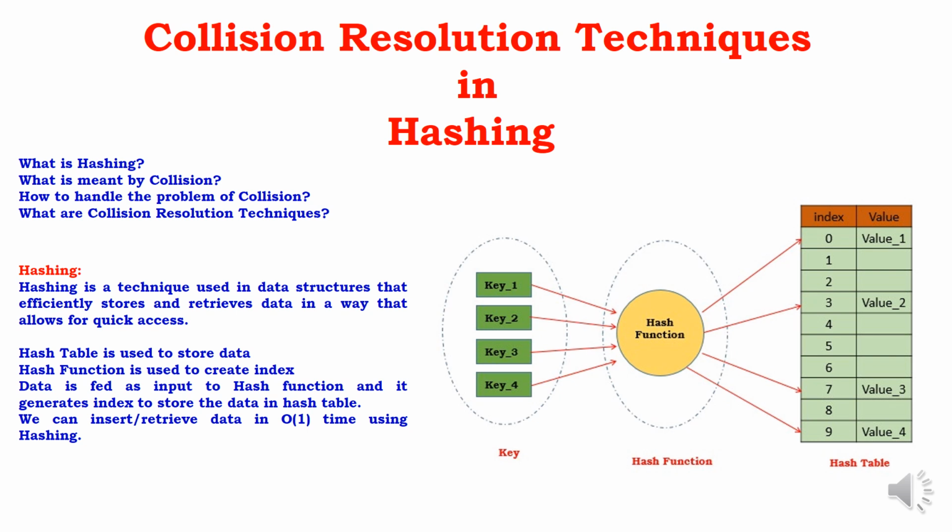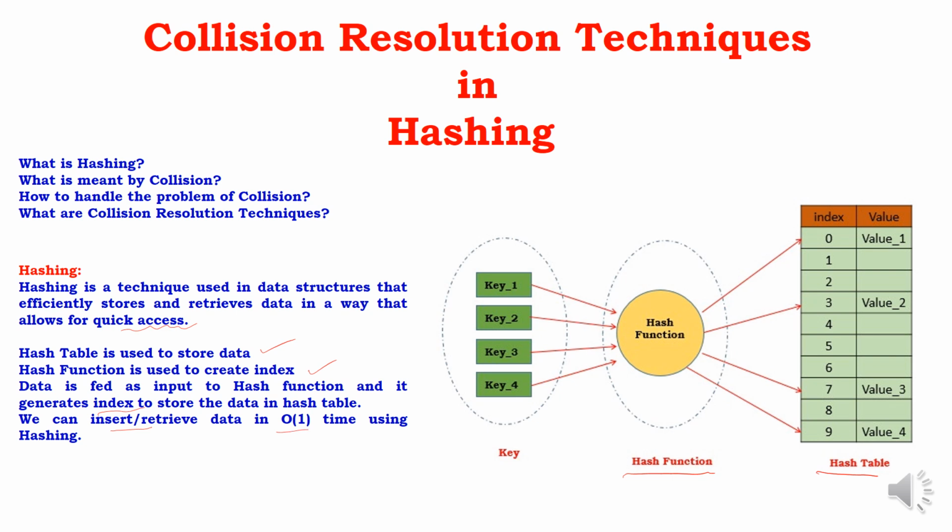First of all, what is hashing? Hashing is a technique used in data structures that efficiently stores and retrieves data in a way that allows for quick access. A hash table is used to store data. A hash function is used to create an index. Data is fed as input to the hash function and it generates an index to store data in the hash table. We can insert or retrieve data in order of one time using hashing.